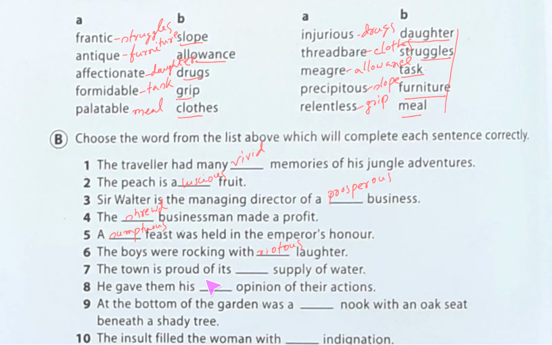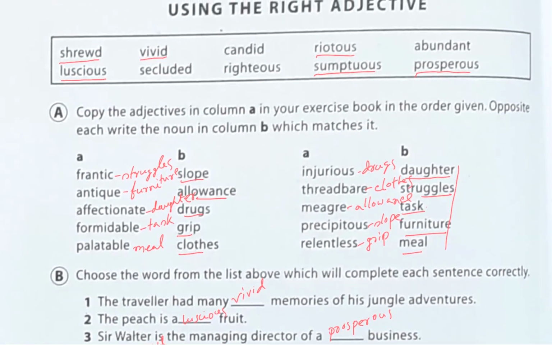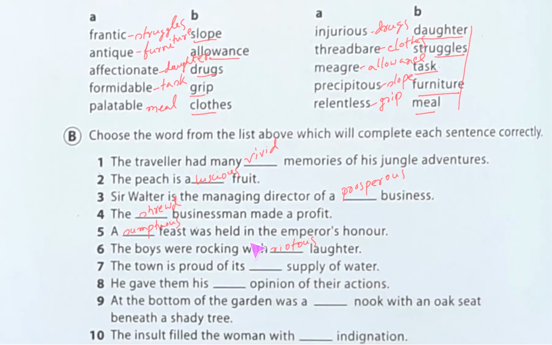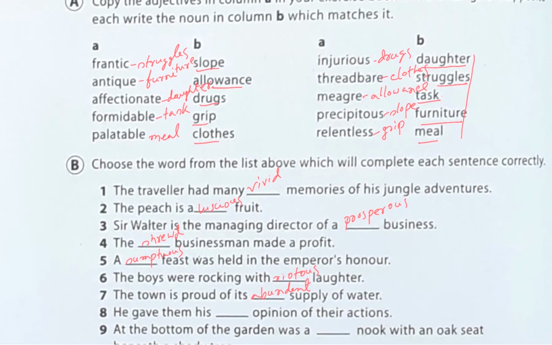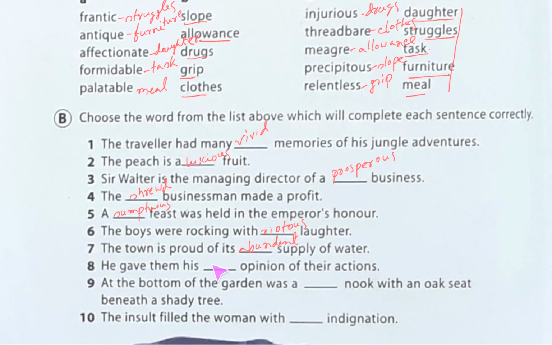Next one, the town is proud of its dash supply of water. This is so easy. We know this one. What will be here? Abundant. Abundant means plenty of. So write in this place, abundant. Number 8, he gave them his dash opinion of their actions. From the table here, one word, candid. Candid means frank or straightforward. He had given his candid opinion of their actions.